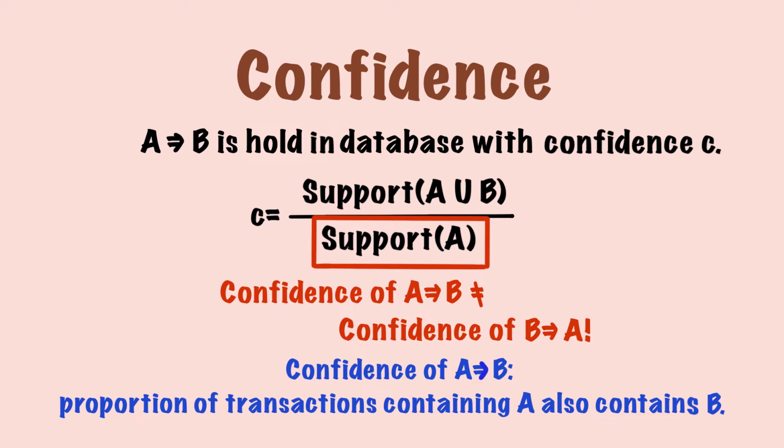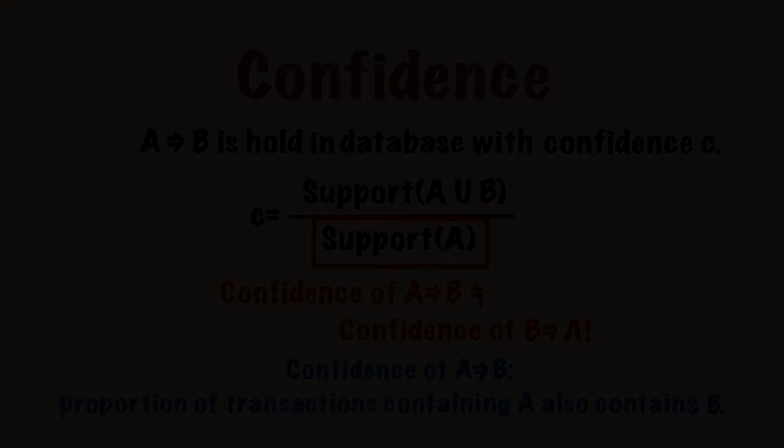The implication of confidence is the proportion of transactions containing A that also contain B. In other words, confidence shows how much A implies B, so the direction of the association rule is important.